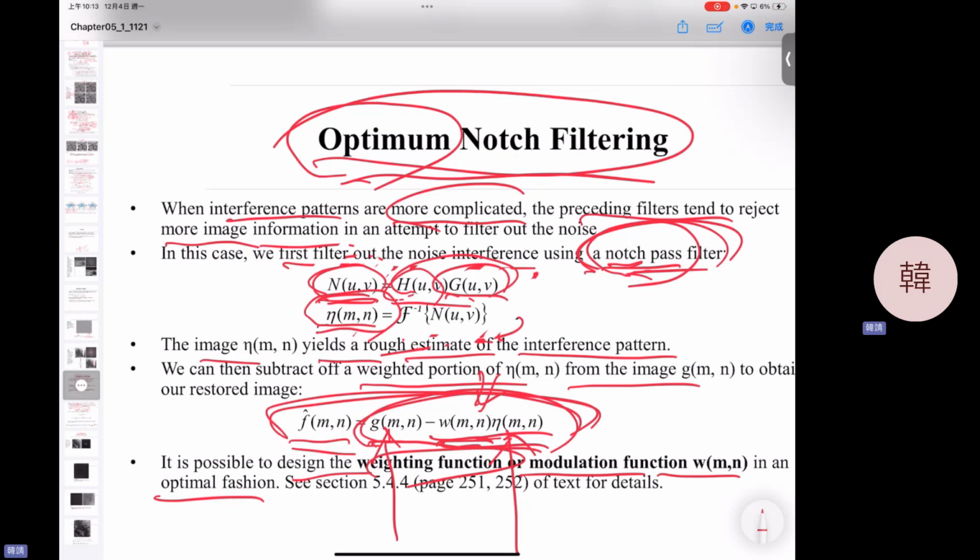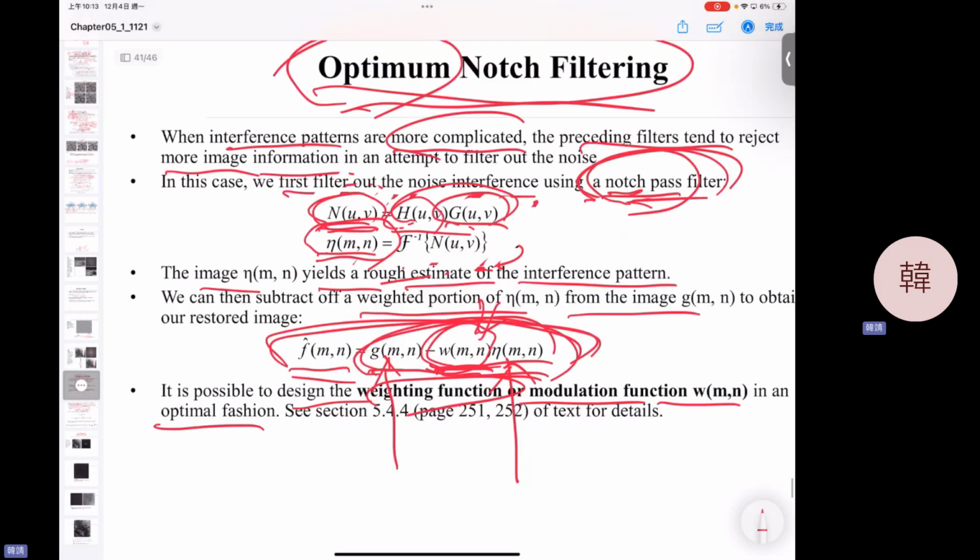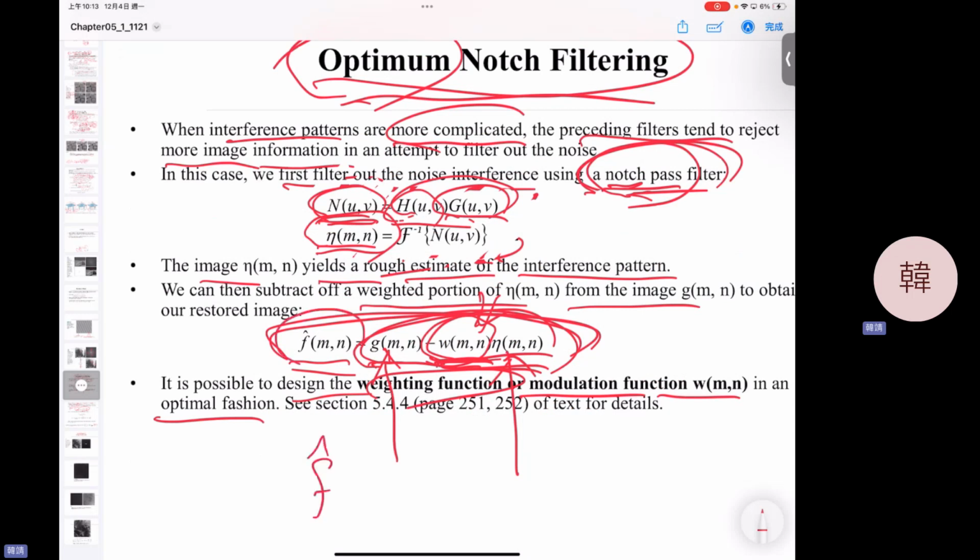So you have this η(m,n), but we just mentioned that the area of this spot may contain a lot of your image content in different locations. So we want to remove it, but only partially. So we multiply by the weighting coefficient w(m,n) here. This is the key: we want to optimize our notch pass filter. Your estimated image is the observed image, from which you remove w(m,n) times η(m,n).